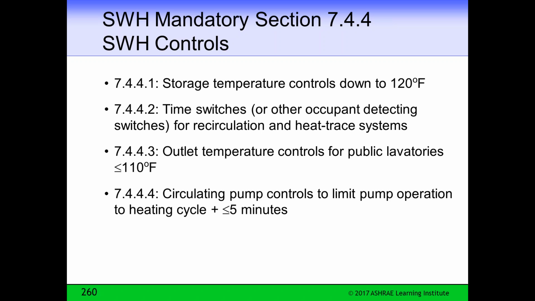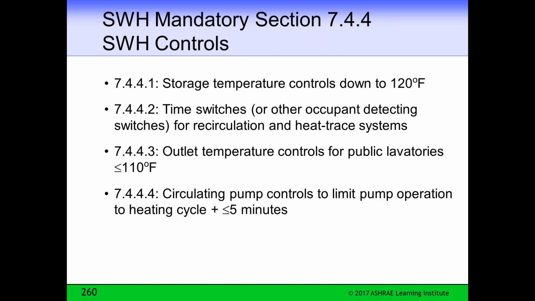There's all kinds of discussion about what temperature we should be washing our hands at, and we're commercial, so the showers do come in, especially in high-rise apartments, but there are a lot of lavatories and things in a normal office building, so there's a lot of discussion going on about what these numbers should be. Time switches or other occupant detecting switches for recirculating and heat trace systems.